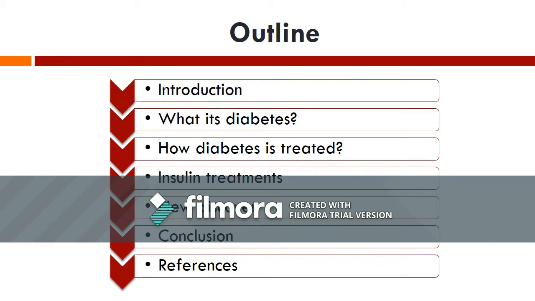This is the outline for the presentation. First of all, I will give an introduction for the topic. I will explain what is diabetes, how diabetes is treated, types of diabetes, the different treatments, and the new treatment using stem cells. After that, I will conclude with my presentation and I will give my opinion as a biologist student, and I will show the references.